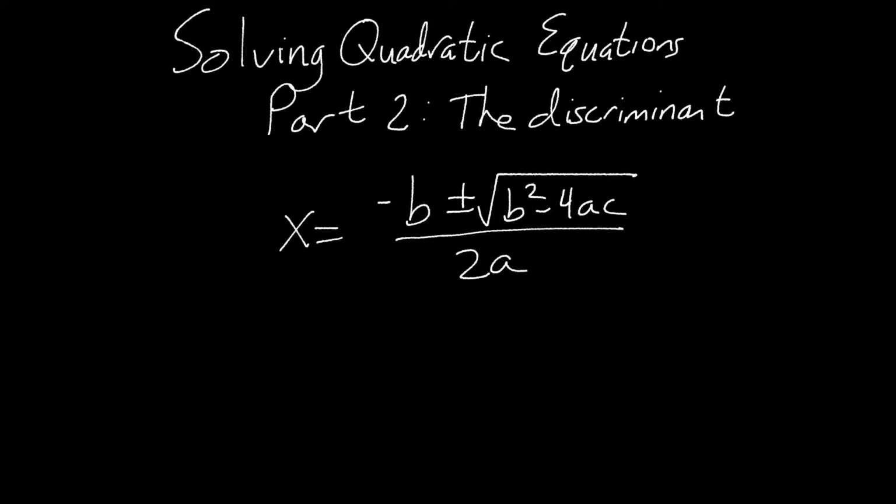Now, we talked about the discriminant and its importance in the first part a little bit, but we're going to dive into it a little bit more, because this part underneath the radical is what we're going to be focusing on. This is the discriminant. And the discriminant tells us whether we're going to have two solutions, one solution, or no real solutions. So we're going to talk about that, and then we're going to see just how it works. So let's get to it.